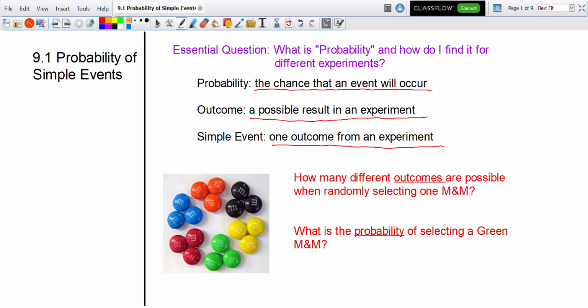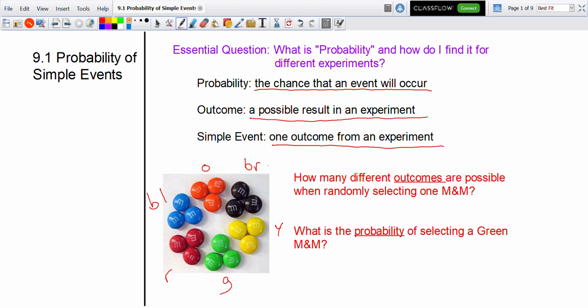And we'll answer questions like how many different outcomes are possible when randomly selecting, let's say, one of these M&Ms. Right? How many different outcomes are there, color-wise? There are 6 different outcomes. Although there are more than 6 M&Ms, there are only 6 different outcomes. You can get an orange, a brown M&M, a yellow, a green, a red, or blue. So there are 6 different outcomes you can get from this experiment of picking an M&M.